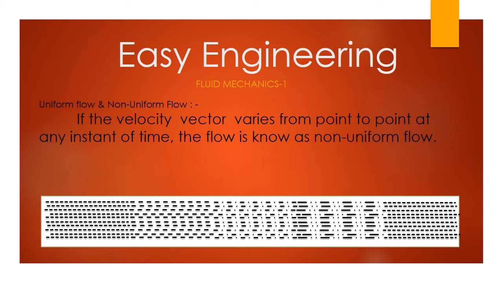Somewhere the velocity is less, somewhere it is higher. By using different types of lines I have tried to give an example that within a flow of pipe or any flow, if the velocity is changing or is not constant at any instant of time, then that is called non-uniform flow. Secondly, you can also define it using streamlines: if the streamlines are not parallel and are disturbed, then you can say that the flow is non-uniform flow.